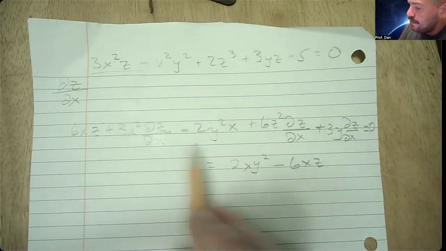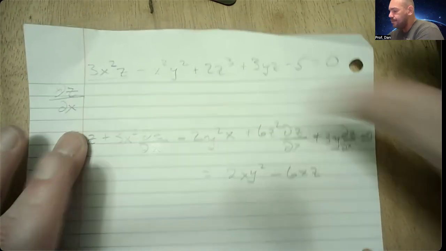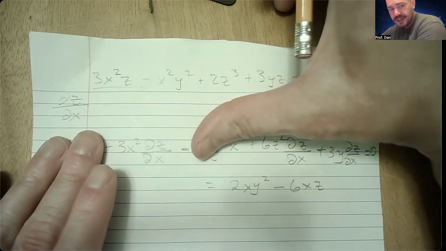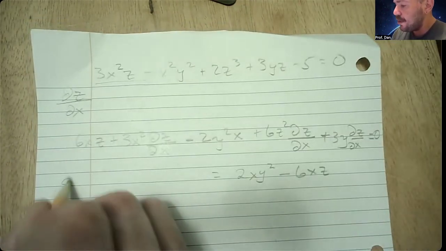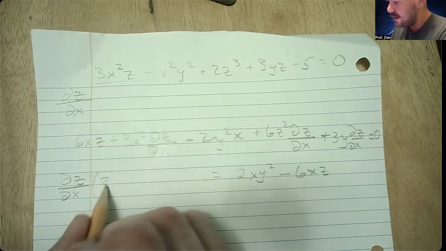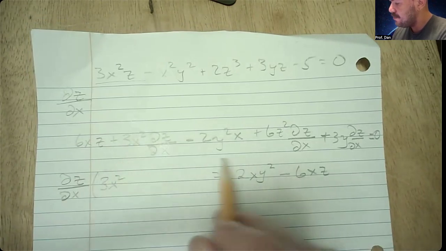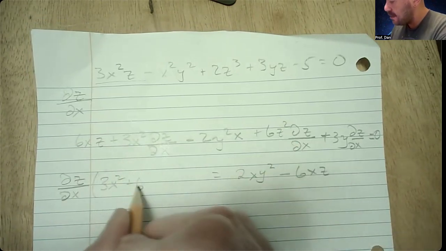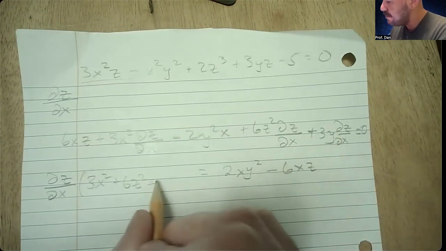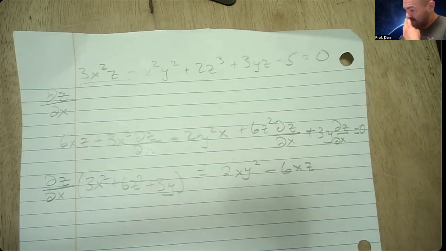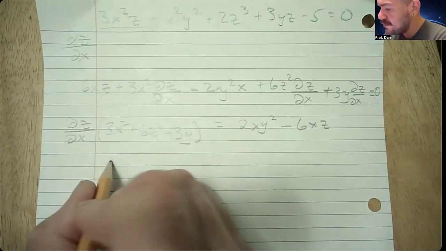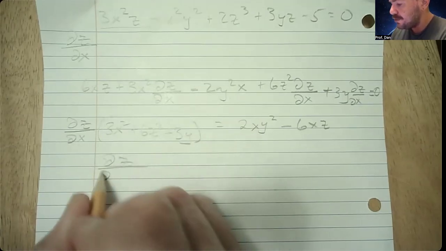And then when I take those out, notice all the things I have left have partial z with respect to x. So just like before, I could factor that out. And I would leave behind 3x squared from that term, 6z squared from this term, and 3y from this term. And then if I divide both sides by this factor, I end up getting my partial derivative.